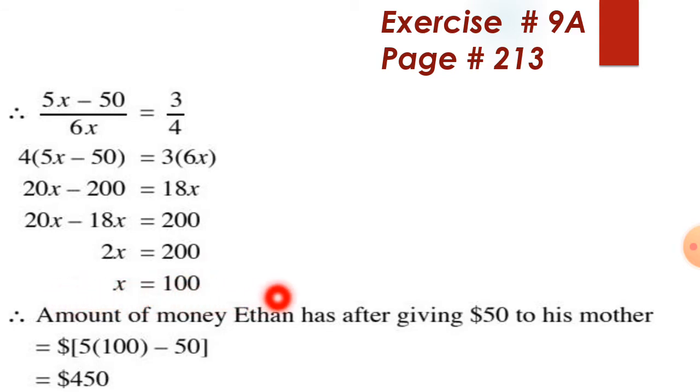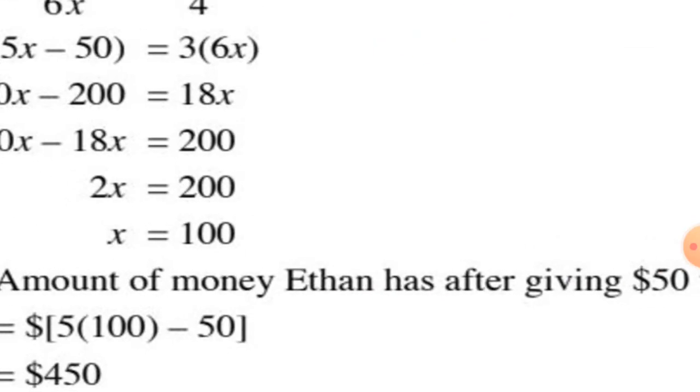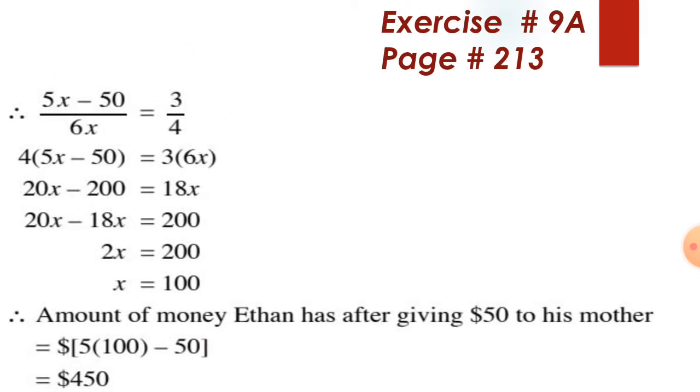So the amount of money Ethan has after giving $50 to his mother will be 5x minus 50, as we have done. In the place of x you have to put 100. So 500 minus 50 means 450. After giving to his mother, the money that remains is 450.